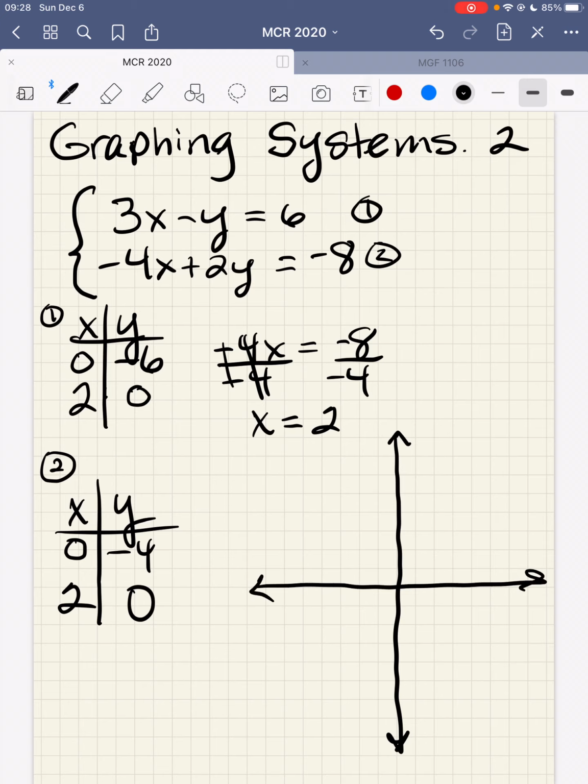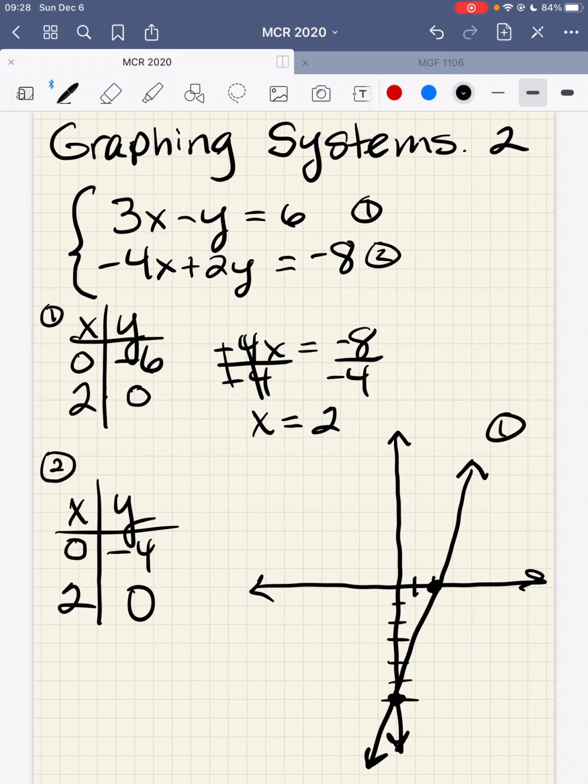All right, so I have 0, negative 6. I have 2, 0. And this is line number 1. Go ahead and connect them. And label it line 1.